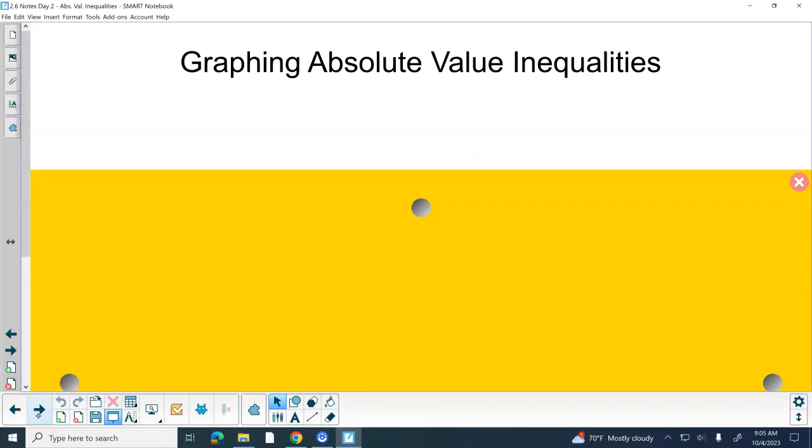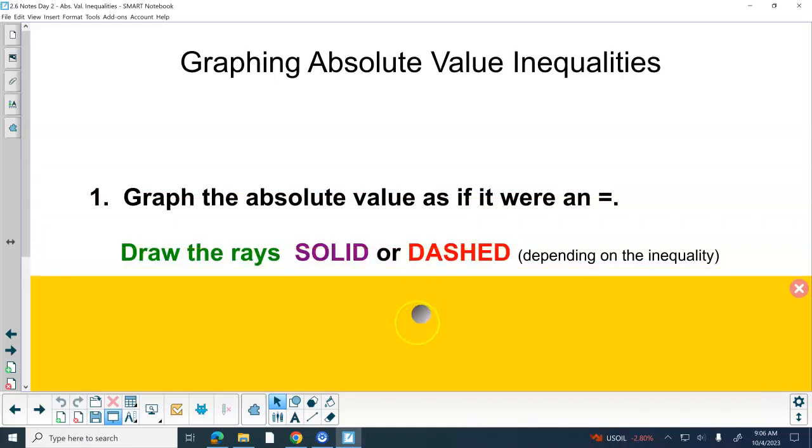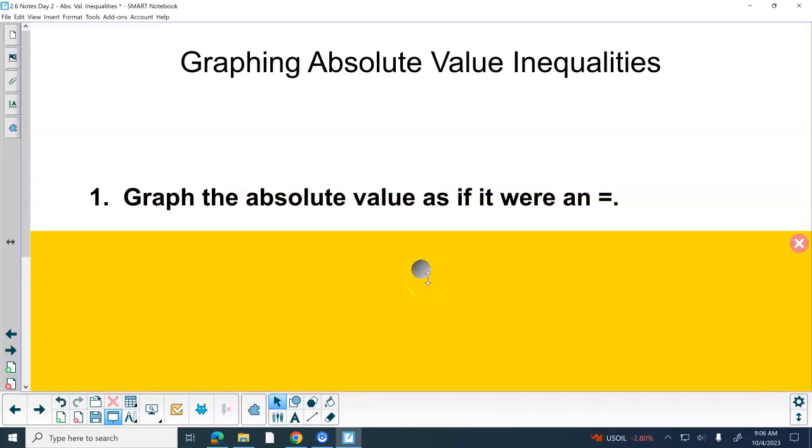So first off, seems like a normal amount of space for me right there. Okay? So first thing we got to do is we're going to graph the absolute value as if it were an equal sign. Now, we did absolute value graphs, I want to say last week. I think it was last week, Wednesday. It may have been a week ago today.